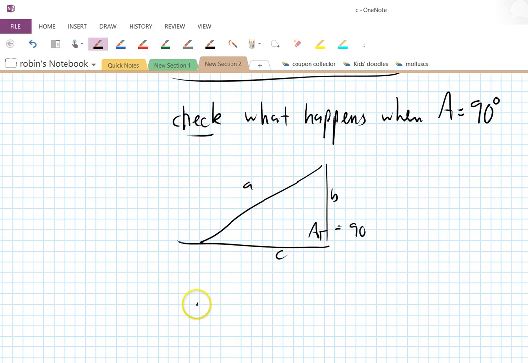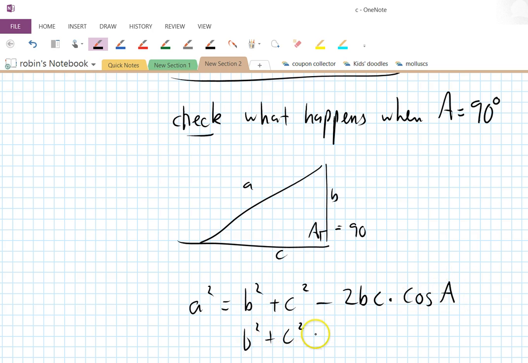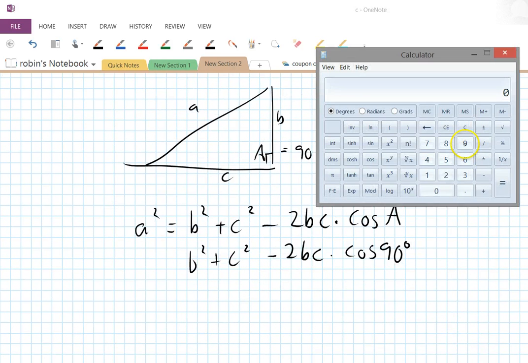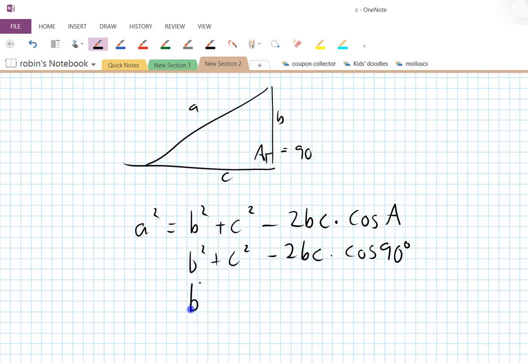So the cosine rule tells us that a squared equals b squared plus c squared minus 2bc times cos of A, which is b squared plus c squared minus 2bc times cosine of 90 degrees. Well, what's the cosine of 90 degrees? Well, here's my calculator. 90 cos. Cos of 90 is 0. There it is. So it's b squared plus c squared minus 2bc times 0.